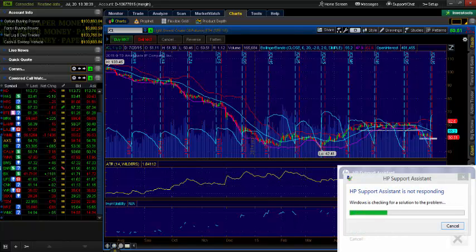Maybe that was the critical message. Anyway, while that's closing, just ignore it on the bottom right. HP. Don't buy an HP. It's been nothing but trouble for me.